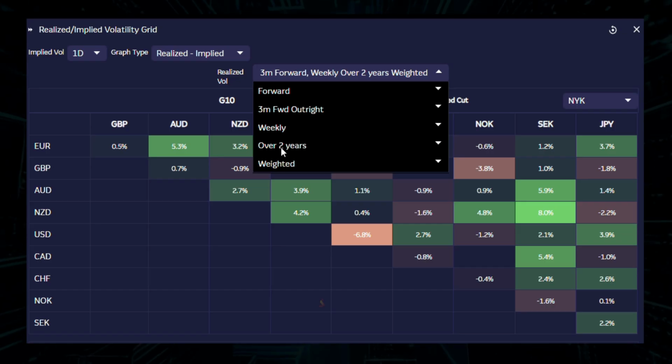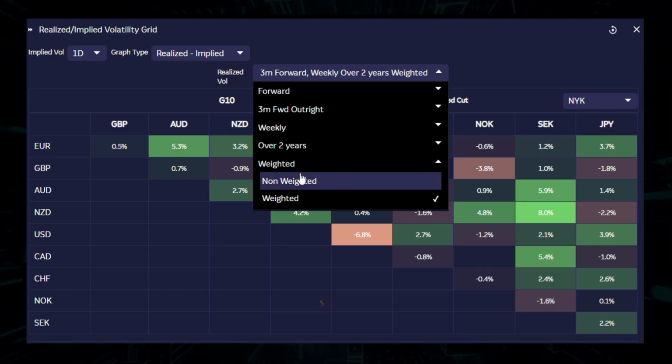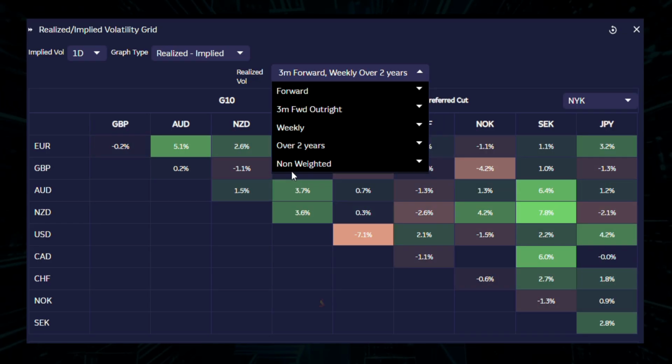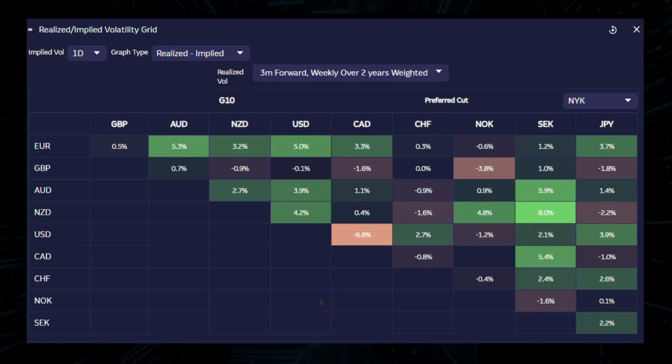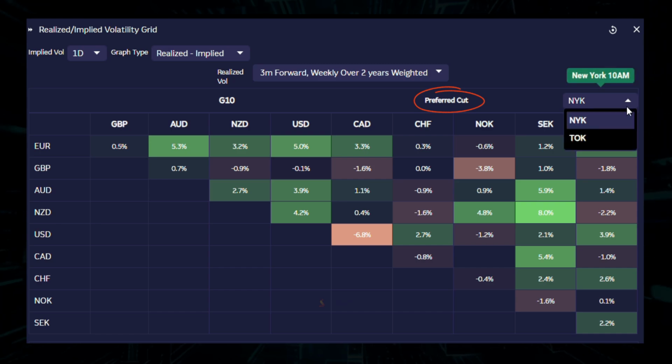Realized volatility can also be calculated as weighted or non-weighted, where the weighted method gives higher importance to more recent observations. The preferred cut lets you choose the market fixing time, such as New York or Tokyo, used when multiple cuts are available for a currency pair.